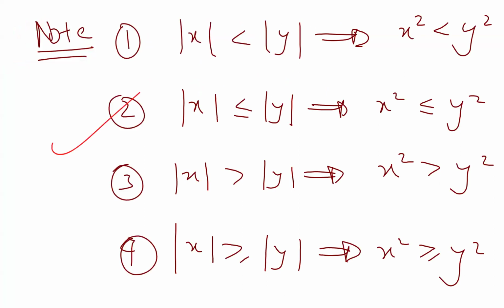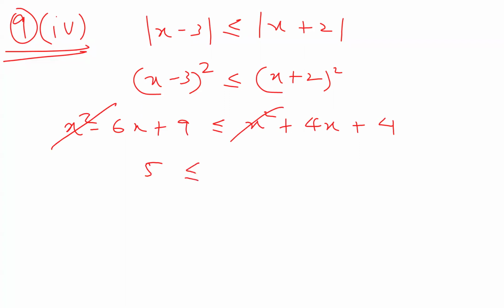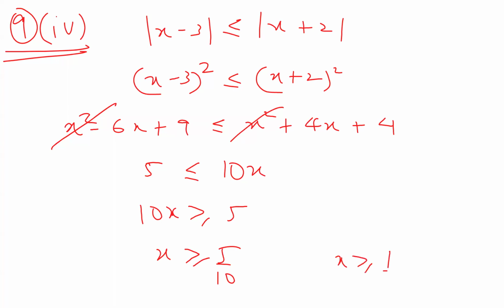Second one. X square minus 6x plus 9. X square plus 4x plus 4. So x square gone. 9 minus 4 is 5 and this is going to be 10x. So just reverse it. I'm not changing the inequality. This is just the reverse. Okay. 10 is a positive number. No sign change. X greater than or equal to half. Fine.